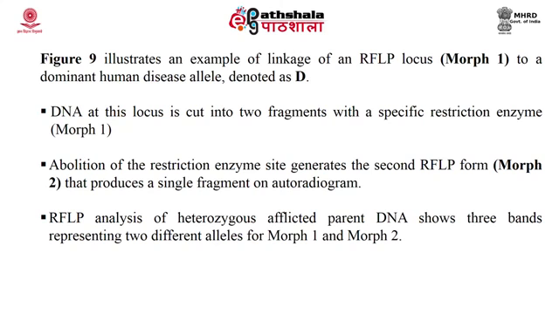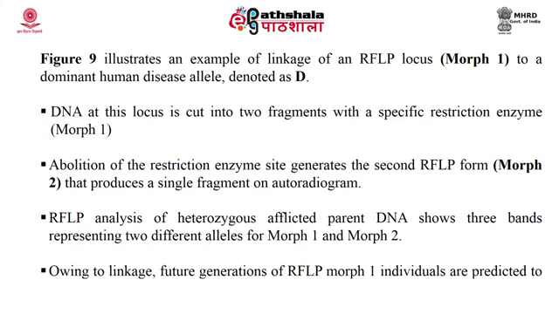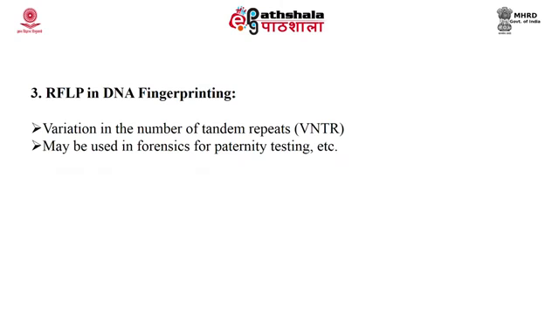RFLP analysis on heterozygous afflicted parent DNA shows 3 bands representing 2 different alleles for MOF1 and MOF2. Owing to linkage, future generations of individuals with the RFLP MOF1 are predicted to have a high chance of inheriting the disease allele D. Third, RFLP in DNA fingerprinting.